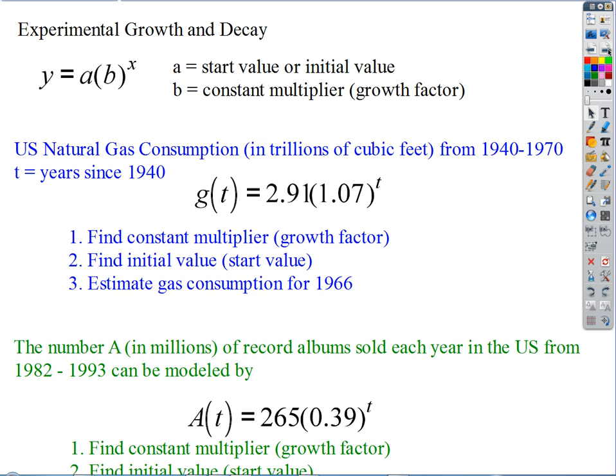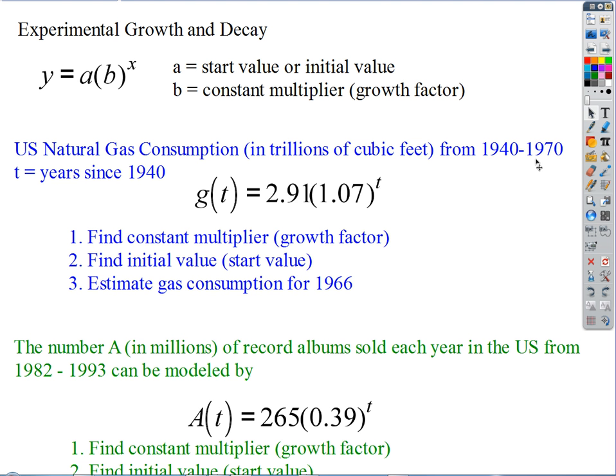Okay, what about this first example here? So, here's the model we just talked about, exponential growth or decay. We're going to look at U.S. natural gas consumption in trillions of cubic feet per year, so we're talking about yearly usage, from 1940 to 1970. Now, we're going to let T this time be our variable. Normally we'd call it X, sometimes we might call it T. T is the number of years since 1940. So in 1940, T would have a value of 0. In 1941, it would have a value of 1, etc., right?